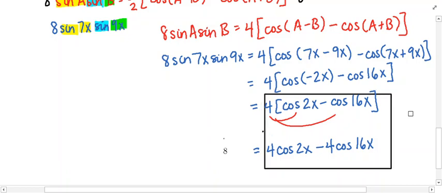All right, so now we are going to move on to the sum to product identities.